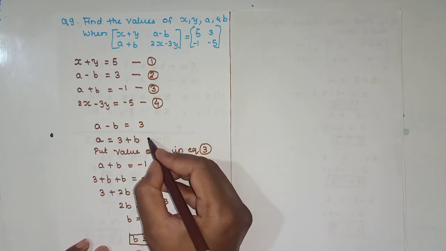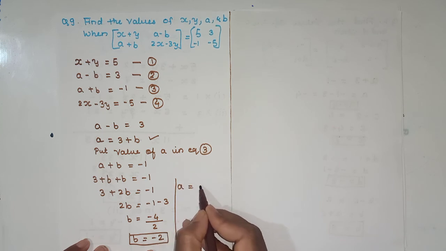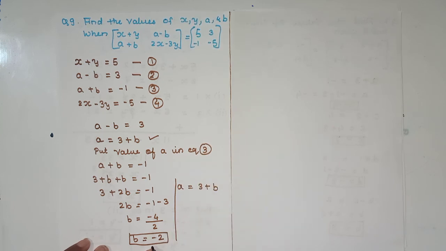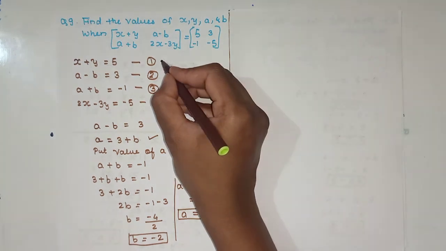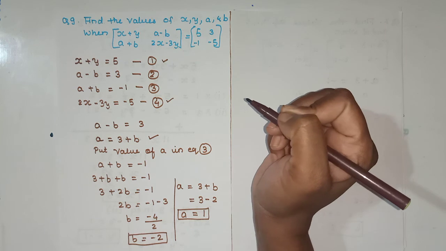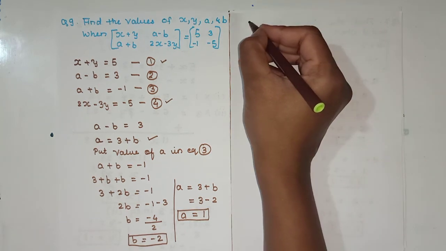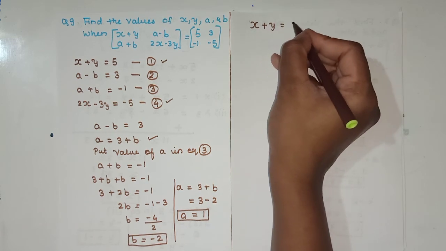Now here you know a equals to what? A equals to 3 plus b. So let's write the value of b over here. So what you'll get? 3 minus 2, means a equals to what? A equals to 1. Now let's take equation 1 and equation 4 to solve and to find out the values of x and y. Here, according to the equation 1, x plus y equals to 5.